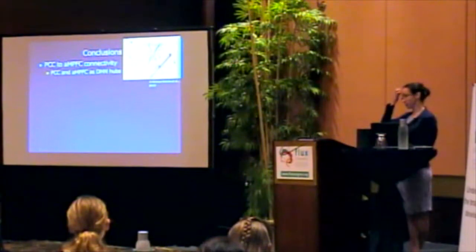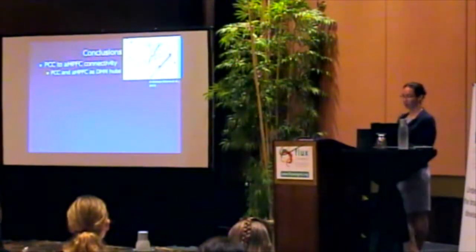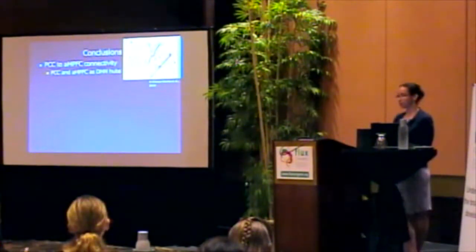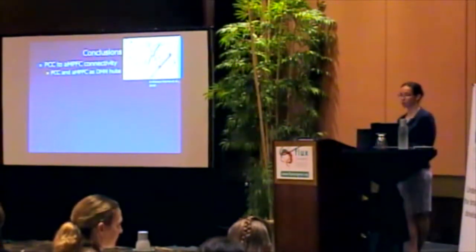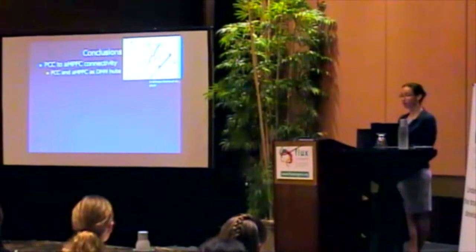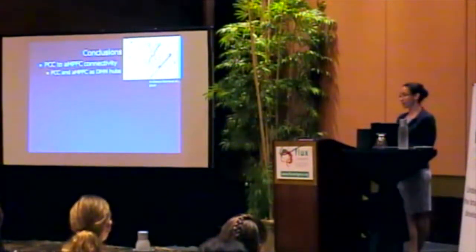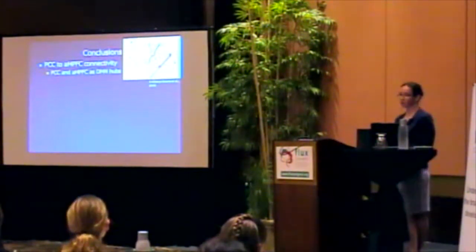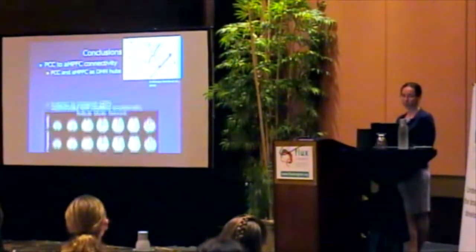Thinking about this posterior cingulate to anterior medial prefrontal cortex connection, one thing that we think is important about this is both of these regions have been shown to be hubs or highly interconnected regions of the default network. So it's possible that anything that might influence the connectivity of these two regions could have implications for development of the broader network over time.